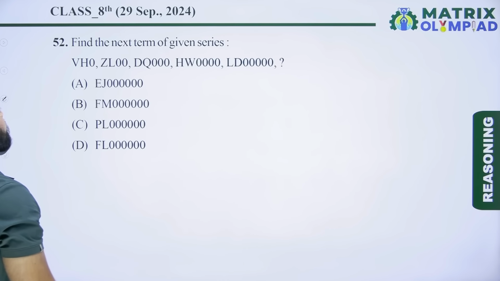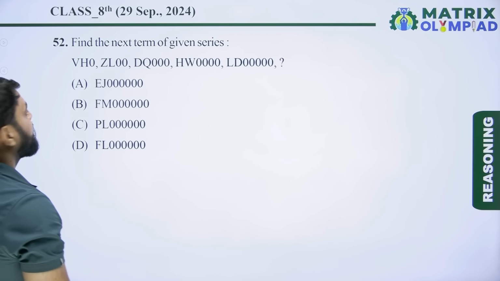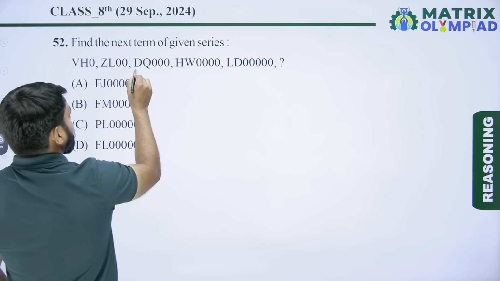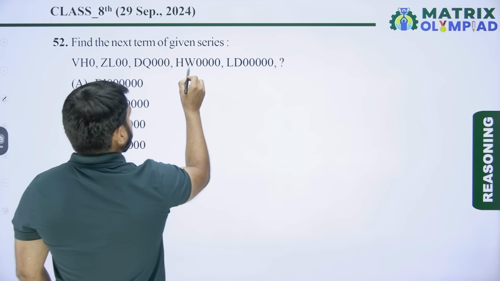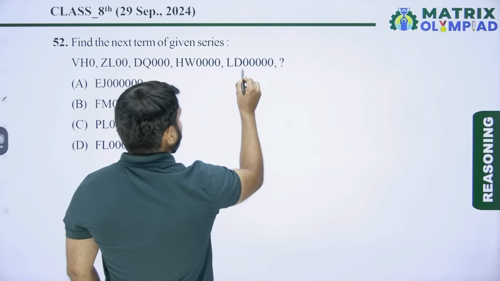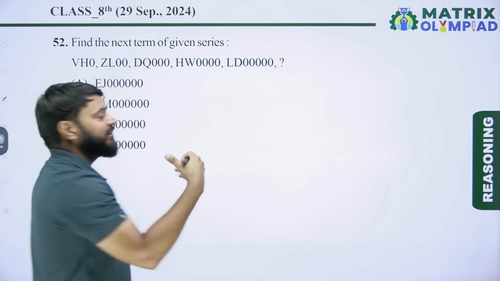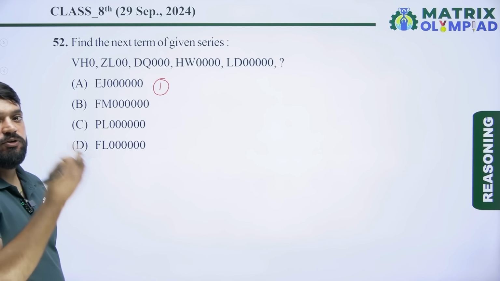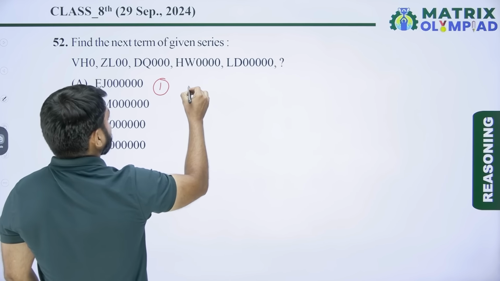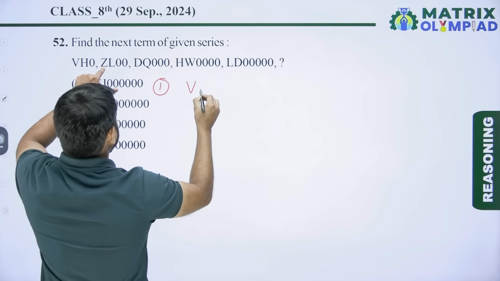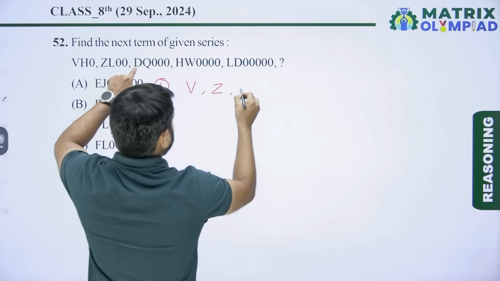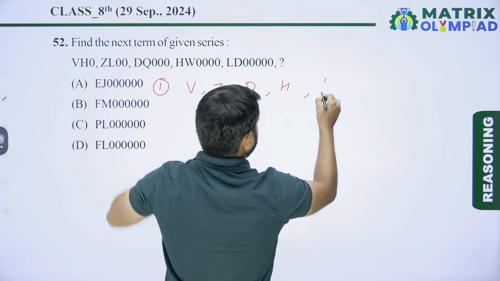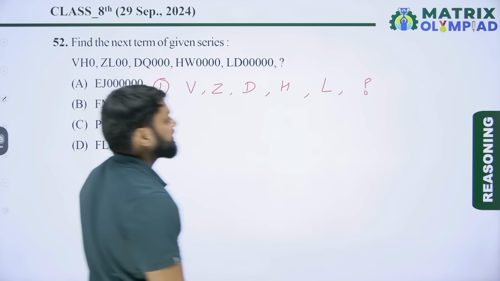Question number 52. Find the next term of the given series. Series is VH0, ZL00, DQ000, HW 4 times 0, LD 5 times 0. Find the next term. So first, taking first alphabet of each term. First alphabet of each term is V. After V, next is Z. After Z, next is D. After D, next is H. After H, next is L. And find the next. Next is missing.